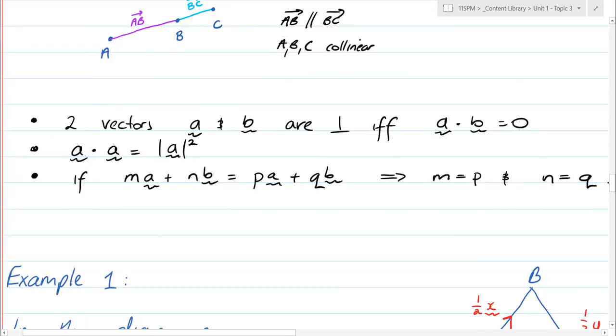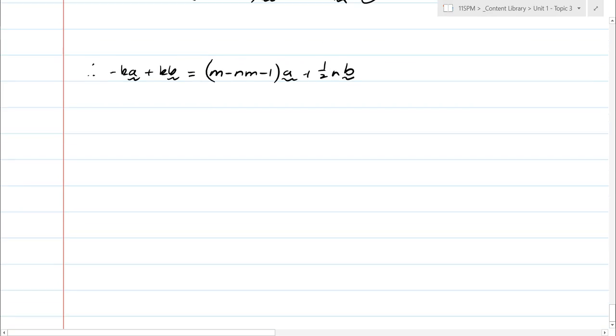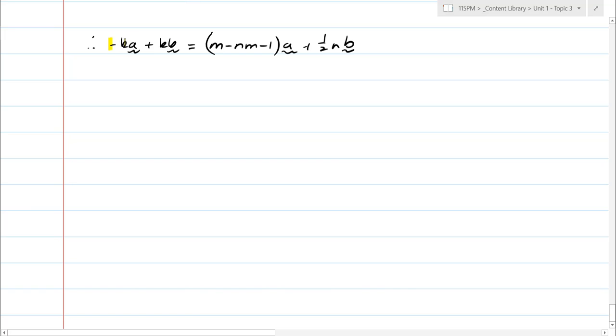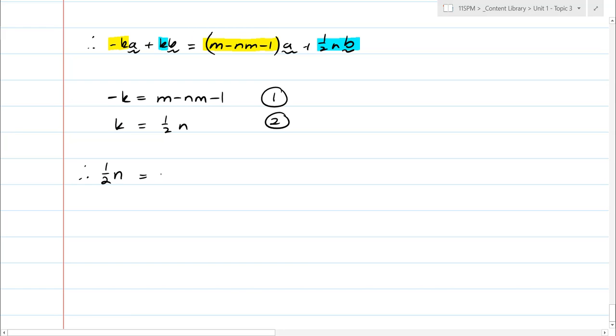It's the only way that can happen. So what I'm saying there, if I just scoot back down, that is definitely true, is that negative K must equal all that stuff, and K must equal this stuff. And so I'm going to write those two things down as two simultaneous equations. Negative K equals M minus NM minus 1, and K equals a half N. And so therefore, this is easy, substitute K out of the first one using the second one. I get half N equals M minus NM minus 1.